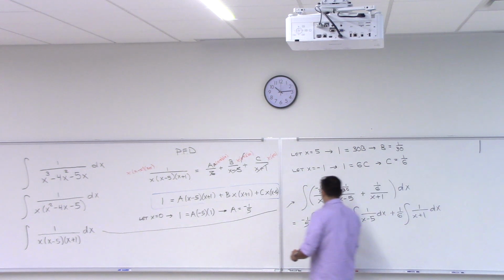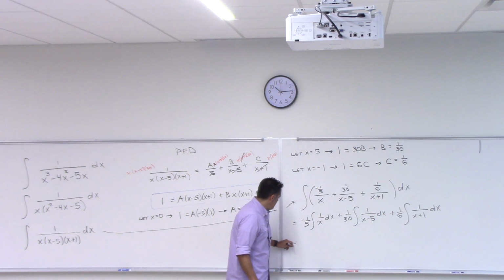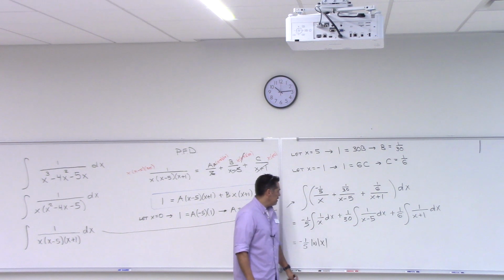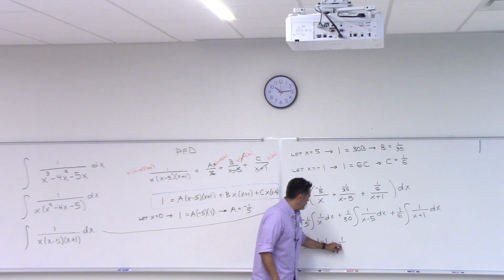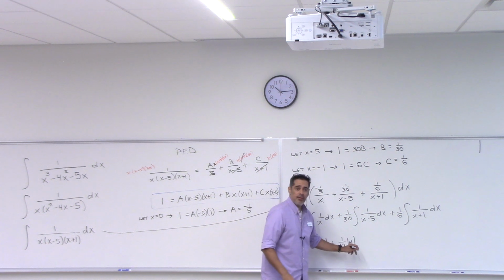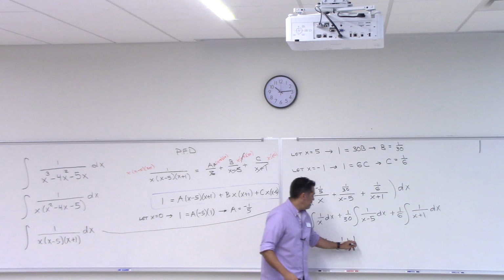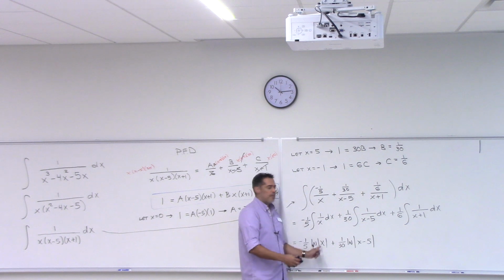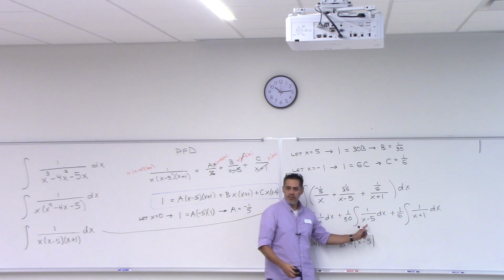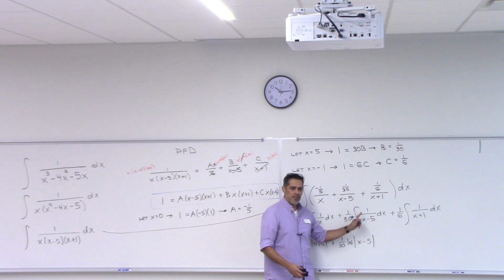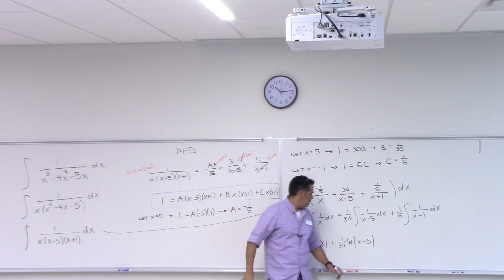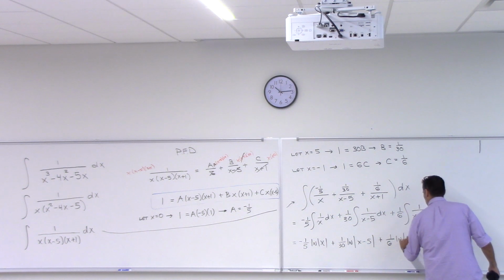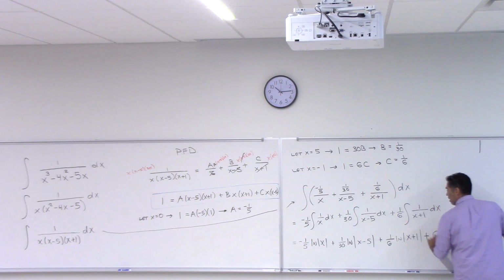Final answer, negative 1/5 natural log absolute value x, plus 1 over 30 natural log absolute value x minus 5. Right? This one's just the formula, but aren't these just basic u-subs? Because this is linear down here, so basic u-sub. We started class with that last time. And then plus 1/6 natural log absolute value x plus 1 plus a constant. We're done.